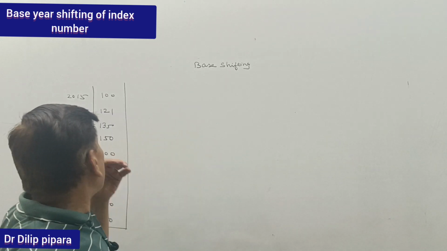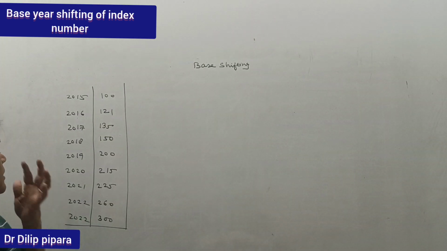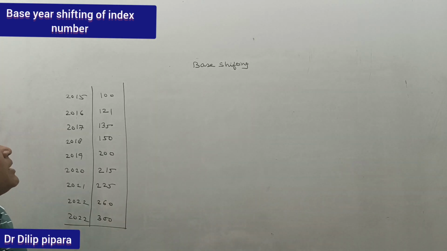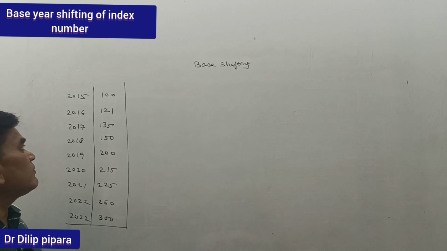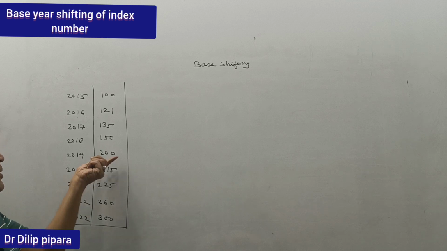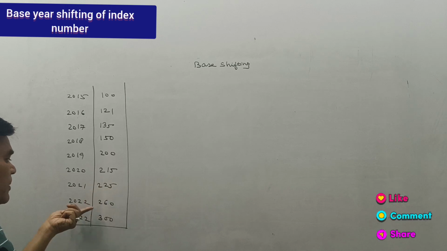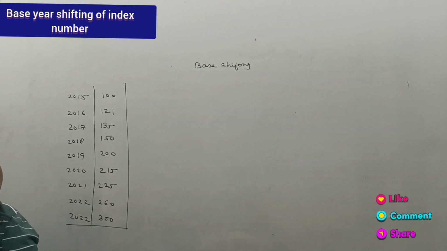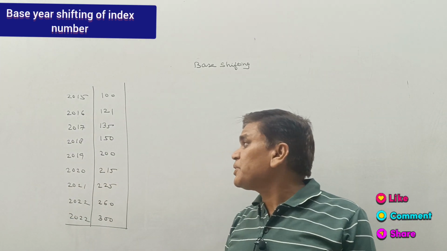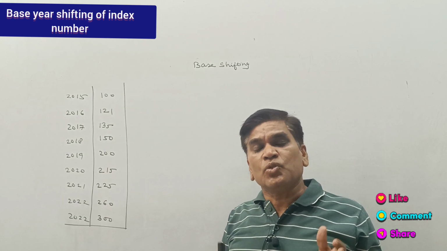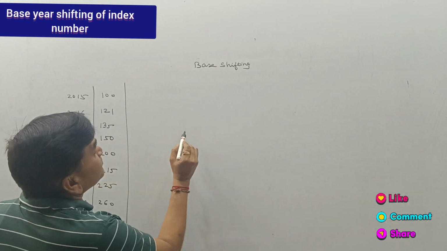I have taken an example in which index number data is given. The base year was previously 2015, and its index was 100. Then 2016 is 121, 2017 is 135, 2018 is 150, 2019 is 200, 2020 is 215, 2021 is 225, 2022 is 260, and the last is 300. So in this index number our base year is 2015. If we want to change our base year to 2019, how can we do it? We will learn that here.